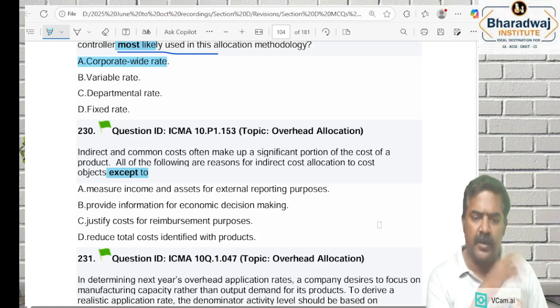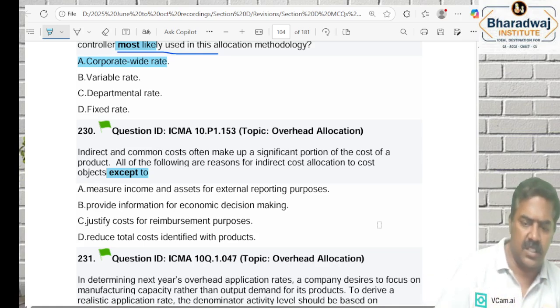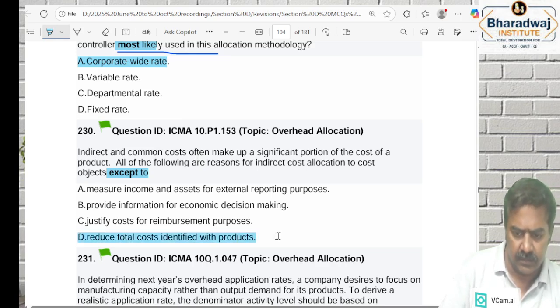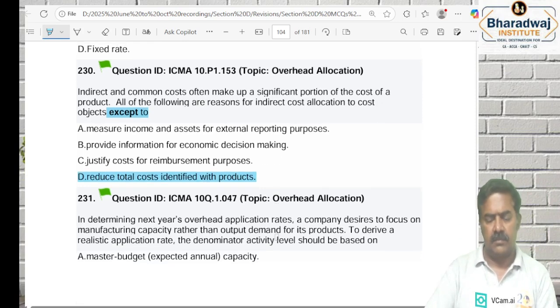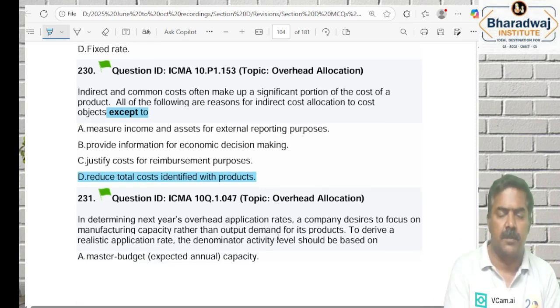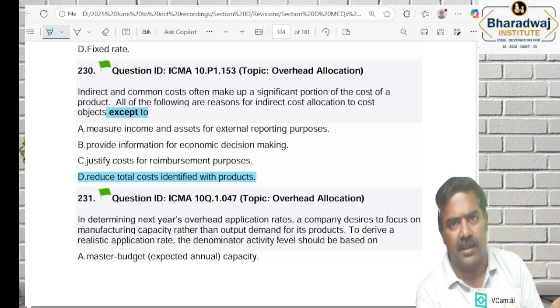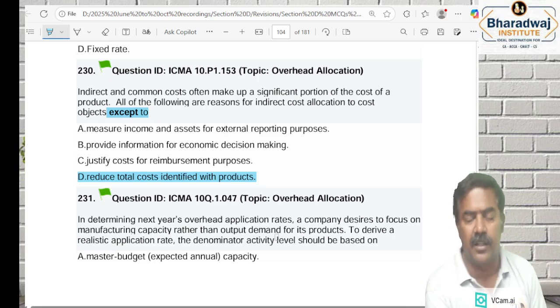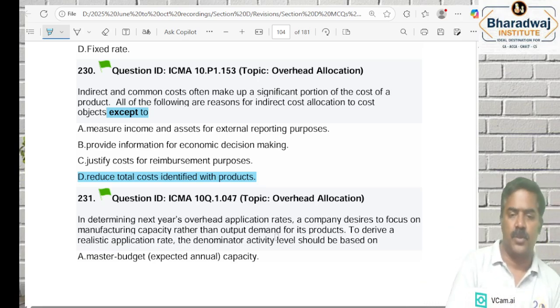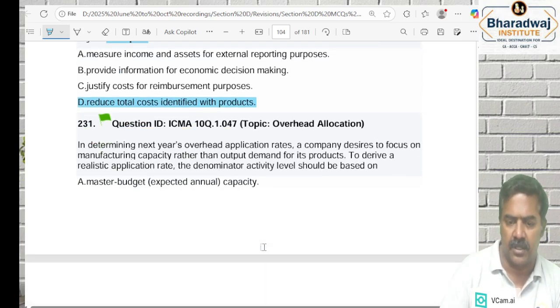Measure the income, provide information, justify cost reimbursement purposes, everything is correct. This is not possible just by assigning. Indirect costs, whether you assign or not, whether you allocate or not, continue to be spent. So the reason for assigning or allocating the indirect cost is not to reduce the cost.